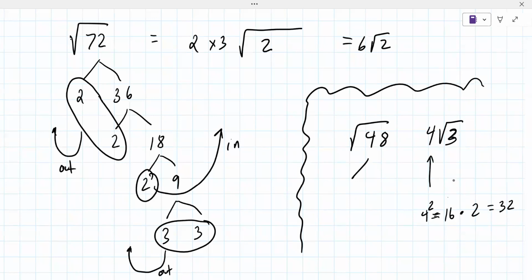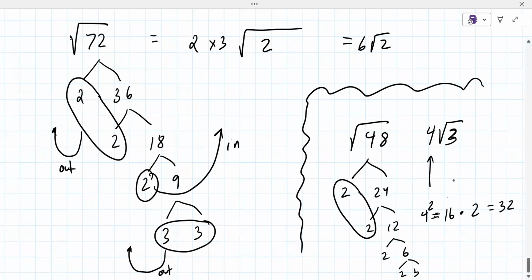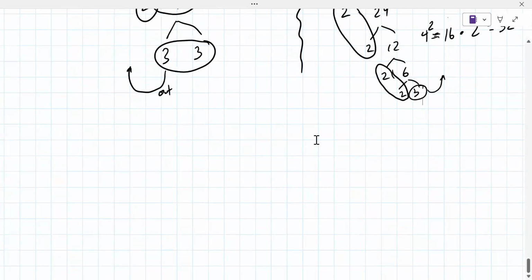That's smart. So 2 and 24, 2 and 12, 2 and 6, 2 and 3. Notice you have two pairs of 2s, which is what you brought out. You brought out a 2 and a 2, but the 3 is what's left over. Right. Okay, so that's okay. You know, you're doing fine.